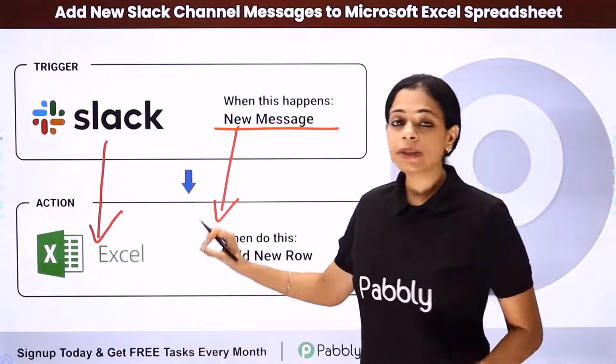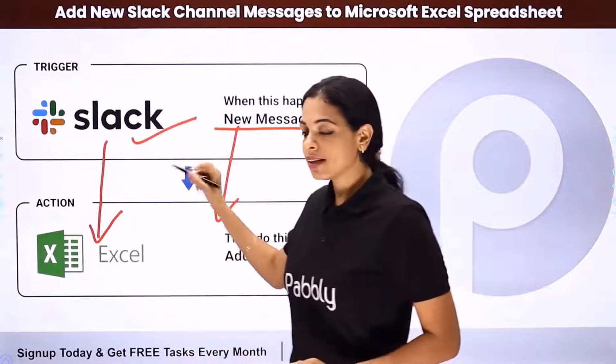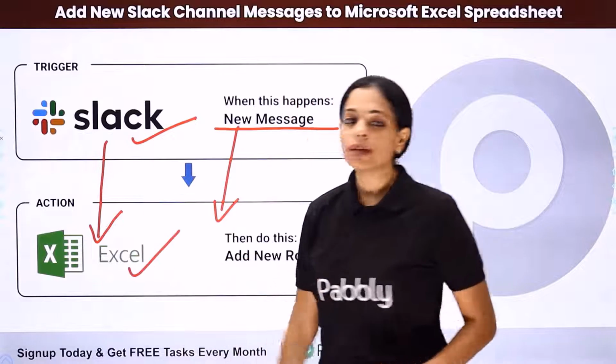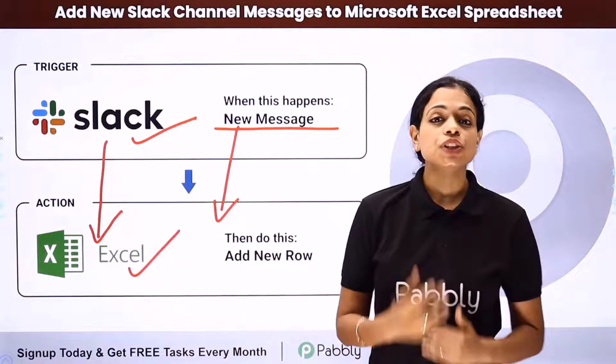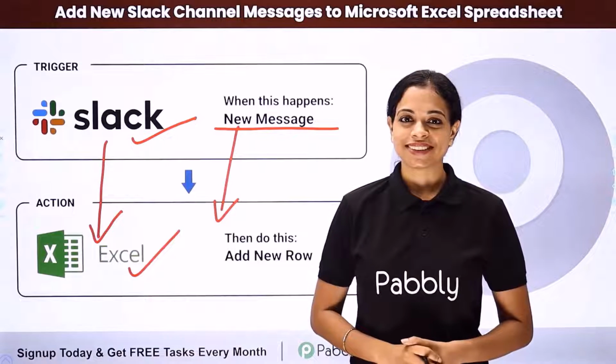Here, this can be done using Pabbly Connect software. Your trigger application would be Slack and your action application would be Microsoft Excel. Now, how would you do this yourself? To show you that, let me take you to my screen.